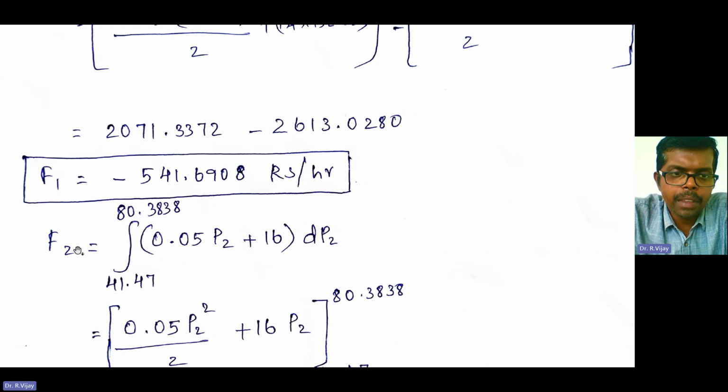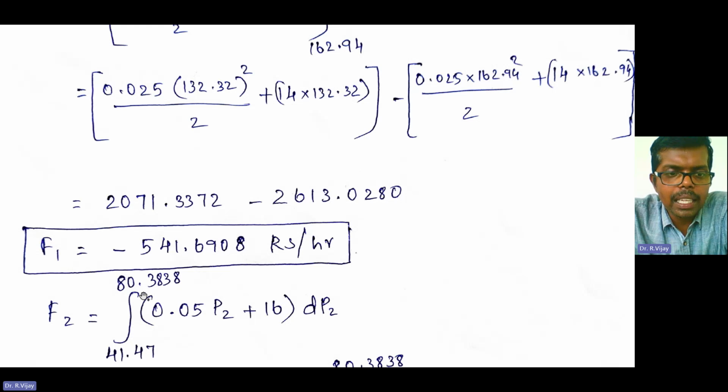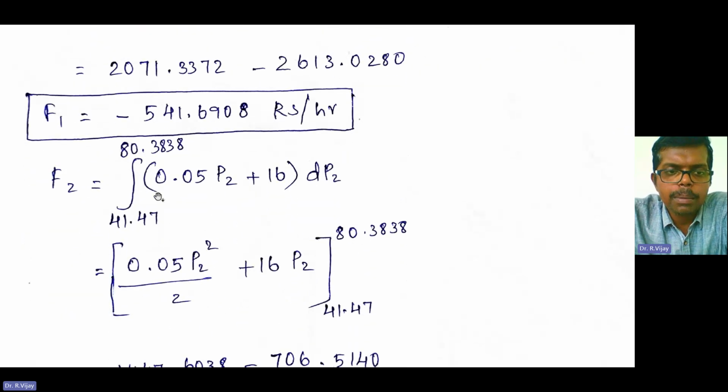Next we are calculating the fuel cost 2. Here also, similarly, in the downward scale we are taking the case without losses. Already we calculated P2 as 41.47 megawatt. Similarly, in the upward scale we are taking the case with the losses that we calculated recently, P2 as 80.3838 megawatt. Here we are taking the upper scale. Similarly, dF2 divided by dP2, that is already given in the problem. That function we are writing here into dP2.